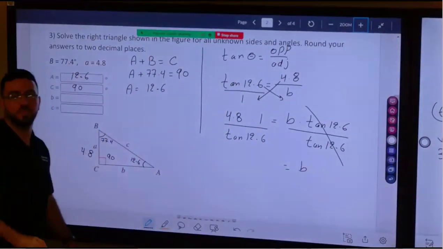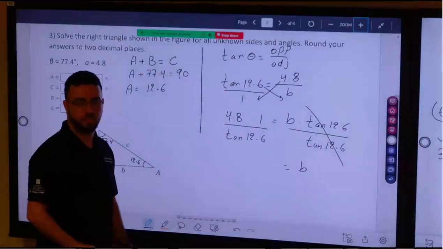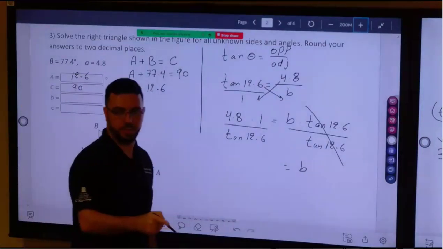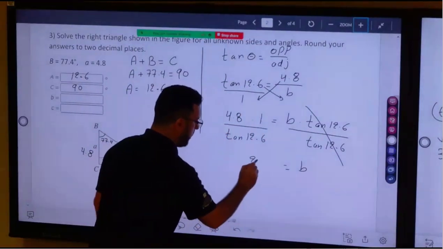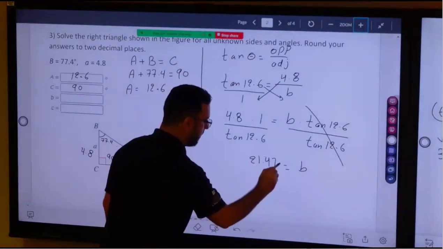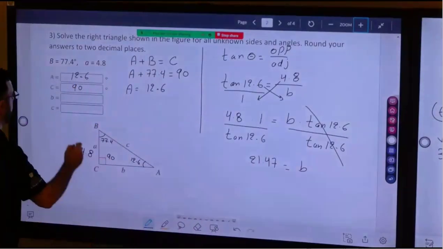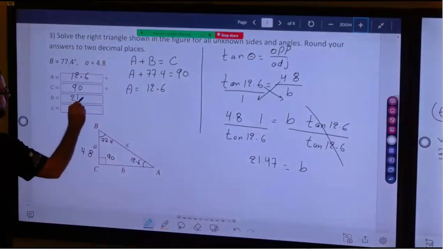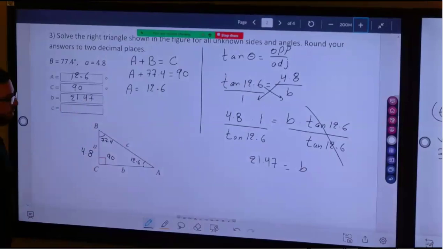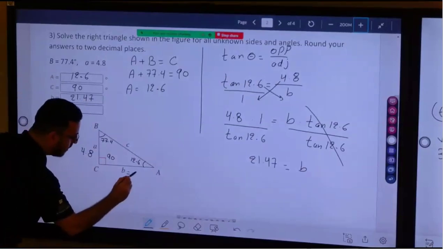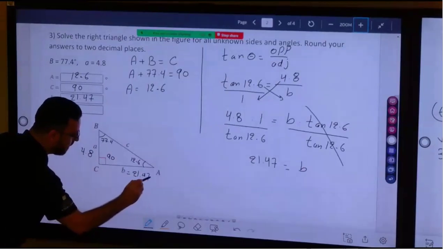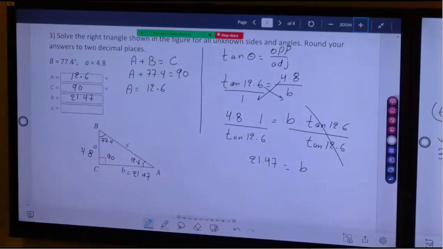How much did you get? 21.7? 21.47. Now, next step. I have the value of B is 21.47. I need to find C.